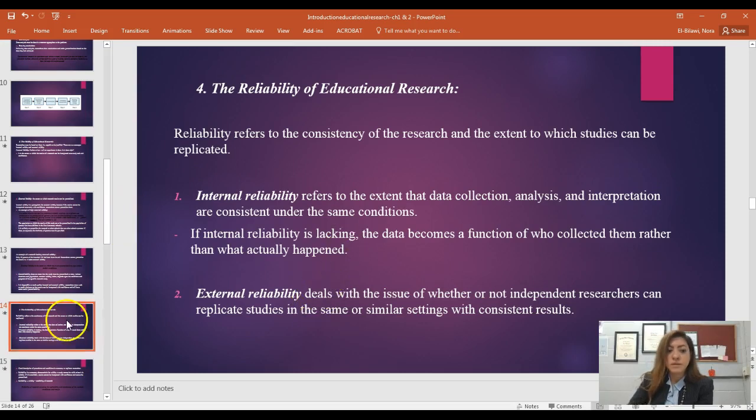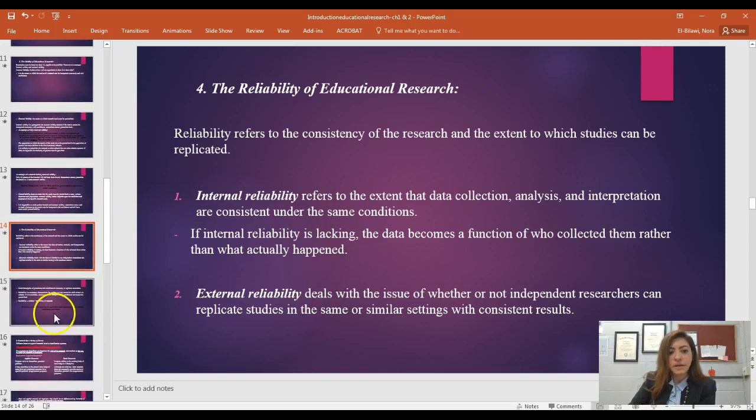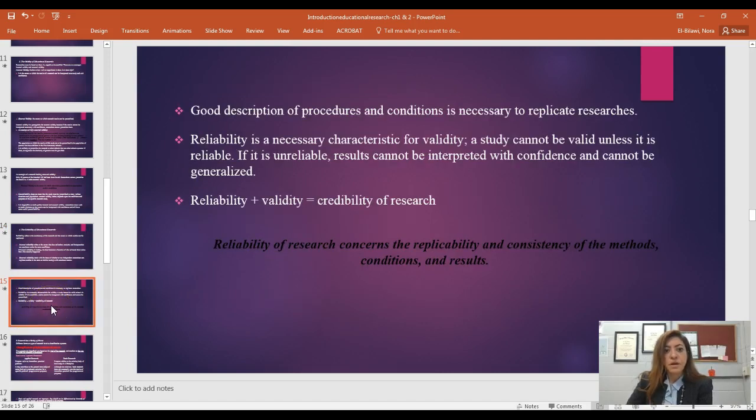Okay, again, ask any question if any part of this wasn't clear for you. A good description of procedures and conditions is necessary to replicate a research, and reliability is a necessary characteristic for validity. So reliability and validity make it a credible research.